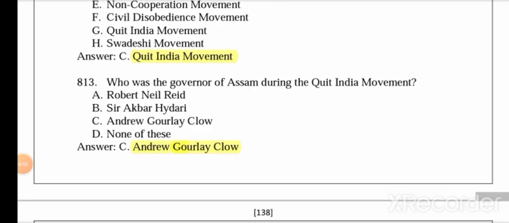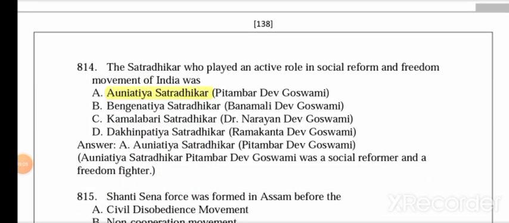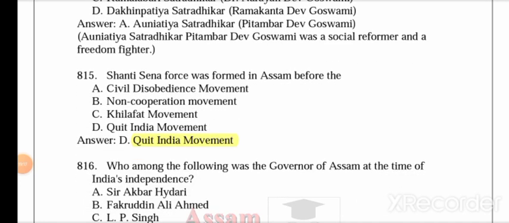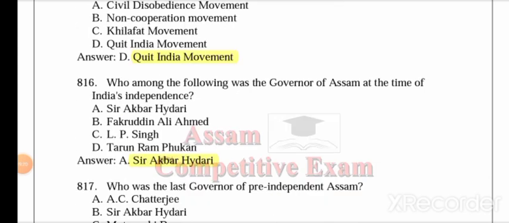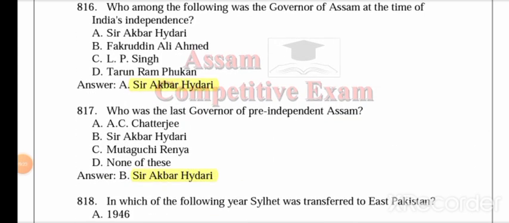Who was the governor of Assam during the Quit India movement? Andrew Gourlay Clow. The Satradhikar who played an active role in social reform and the freedom movement of India was the Auniati Satradhikar. Okay. Shanti Sena force was formed in Assam before the Quit India movement. Who was the governor of Assam at the time of India's independence? It was Sir Akbar Hydari. Who was the last governor of pre-independent Assam? Sir Akbar Hydari.